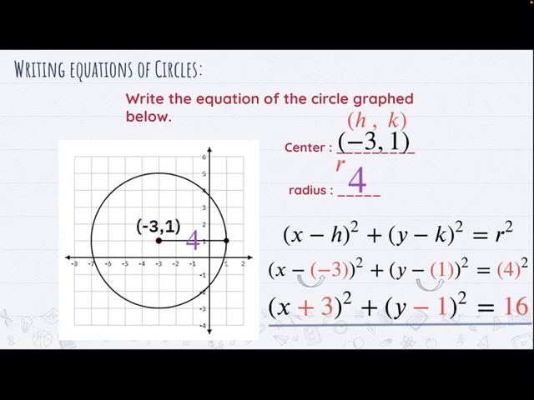So hopefully this video helped you find the center and the radius given an equation or from a graph, and you're also able to graph that circle given that point.